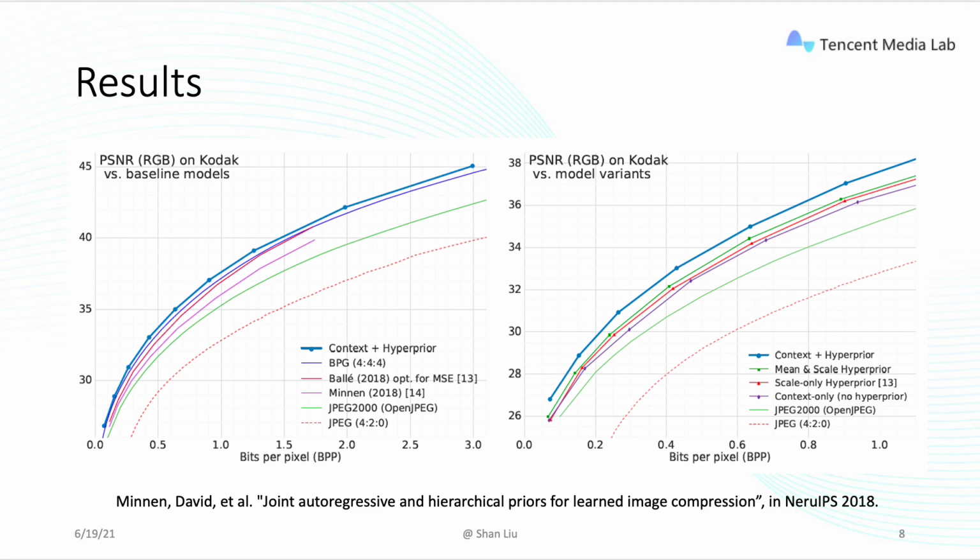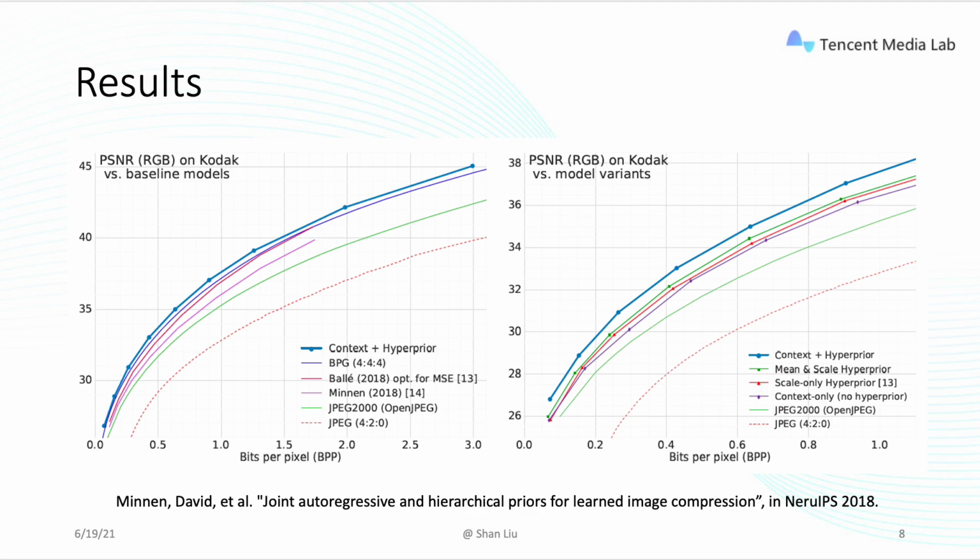This slide shows the results in objective measurements to compare the methods just introduced with some known non-learning-based benchmarks such as JPEG, JPEG 2000, and MPEG. The left figure shows that both hyperprior and context models, if used by themselves, could outperform JPEG and JPEG 2000. The combined approach has the best rate distortion performance.